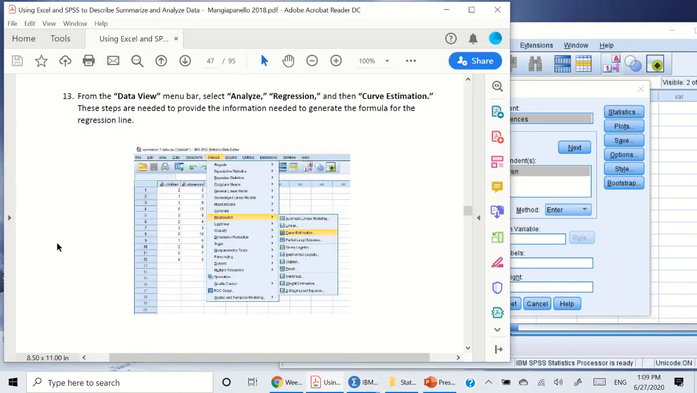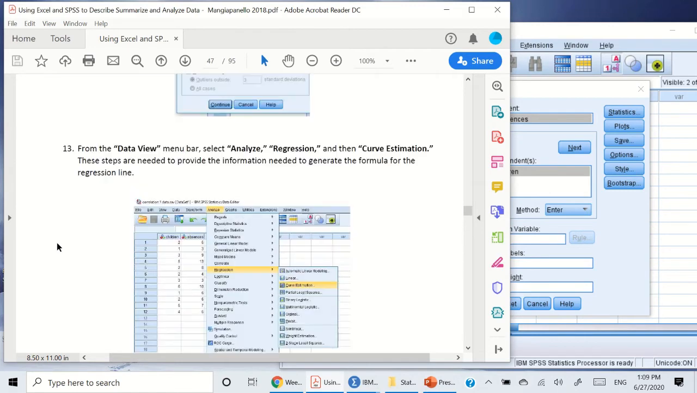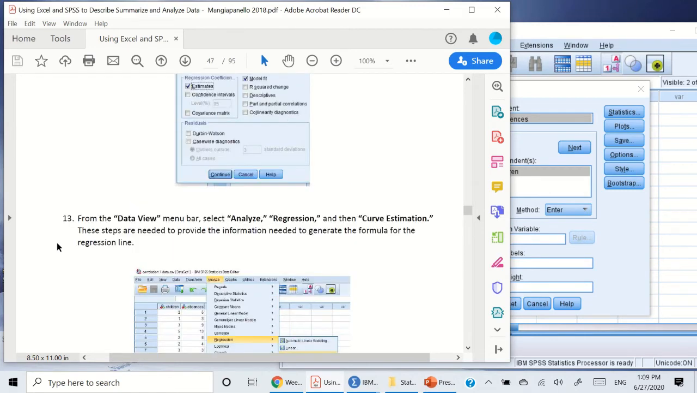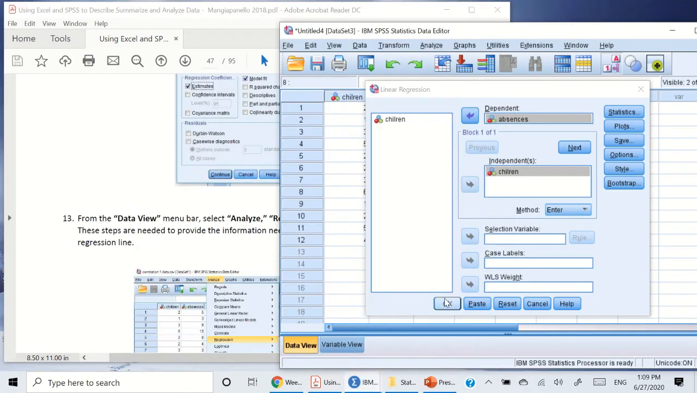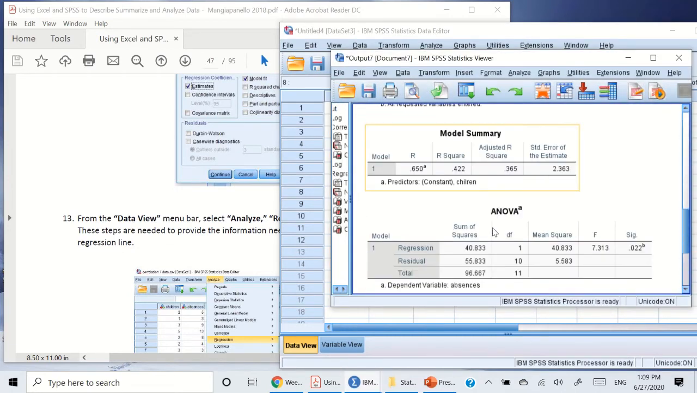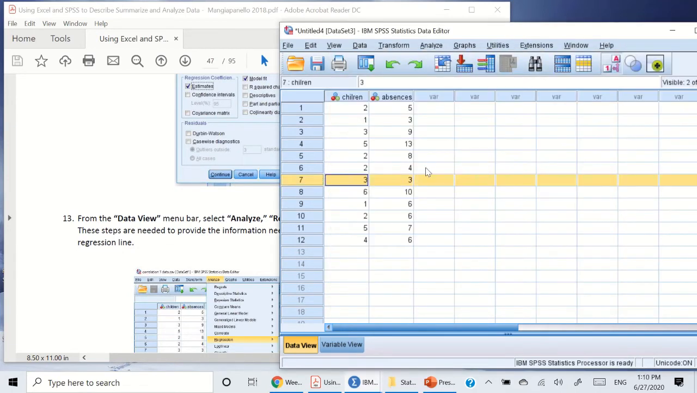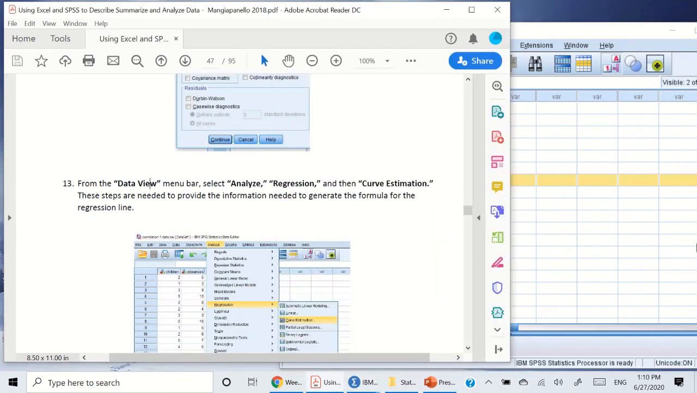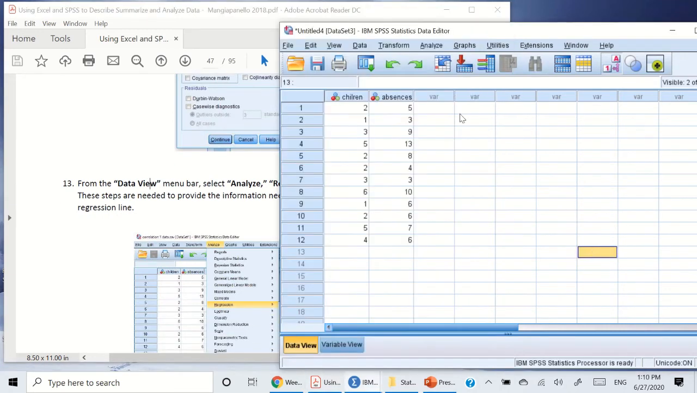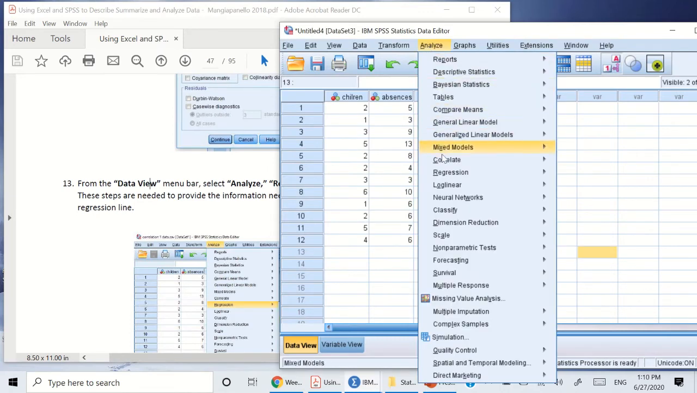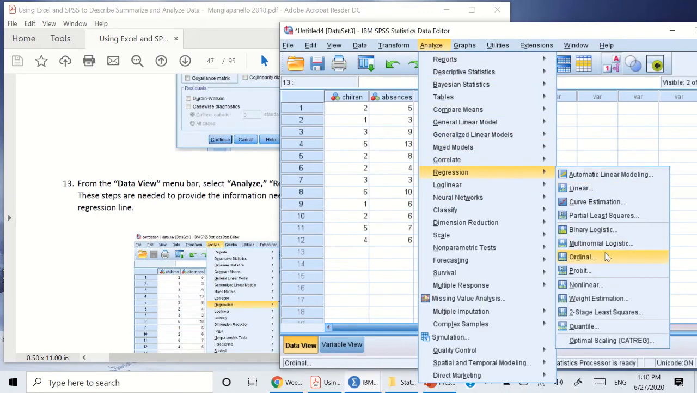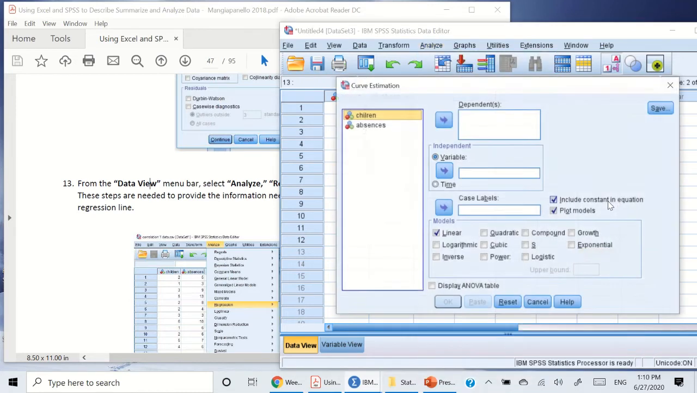Wait, hold on a second. I think we are supposed to hit this first, and then we go back to this. Then we need to go to data view, and then analyze, regression, and then curve estimation. There you go.